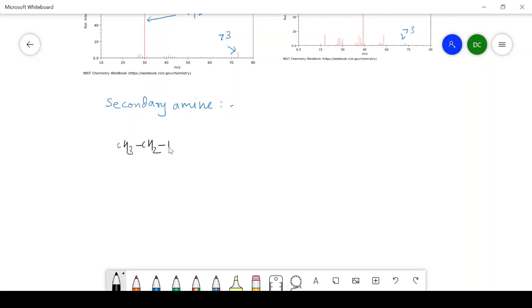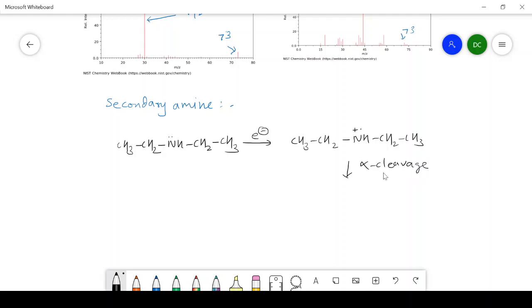CH3CH2NHCH2CH3, diethylamine. If it is ionized, it will give the molecular ion CH3CH2NHCH2CH3. Here there is a positive charge and a single electron, and after ionization it will show alpha cleavage.